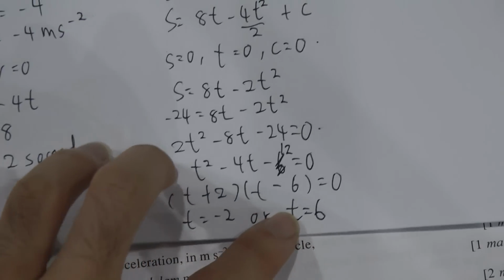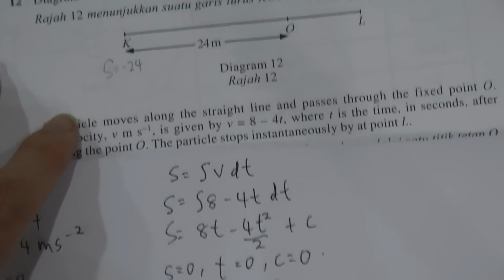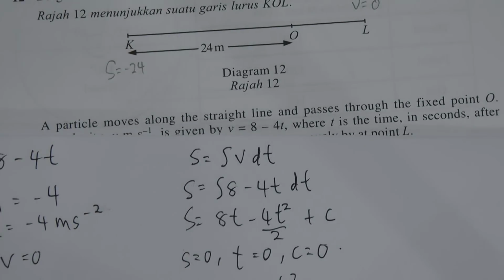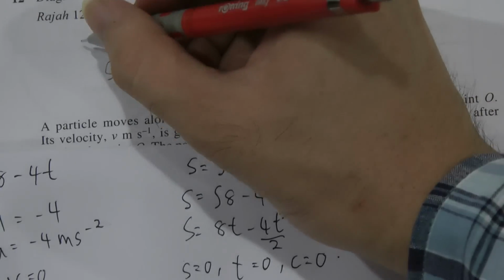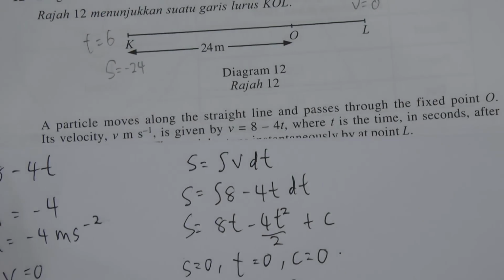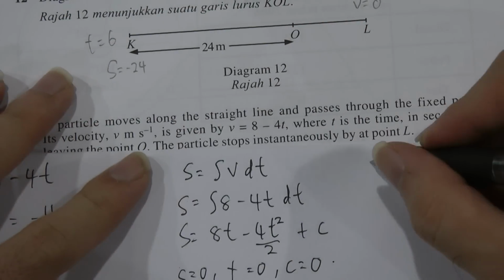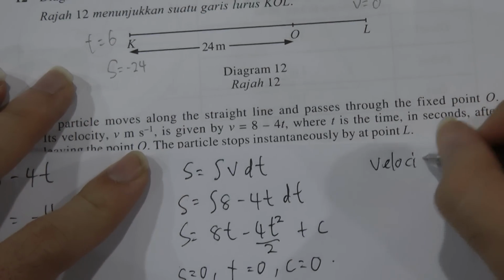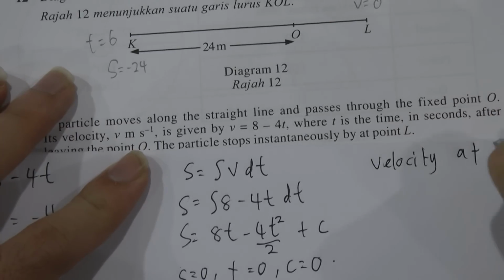T equal to 6. Means what? Means at here, t will equal to 6. T will equal to 6 here. Then we can get the velocity at K. You want the velocity at K.